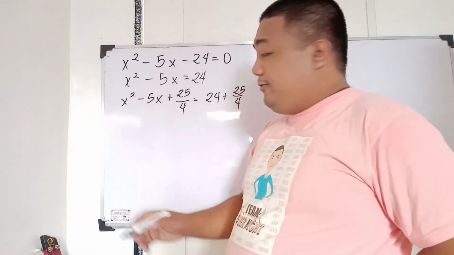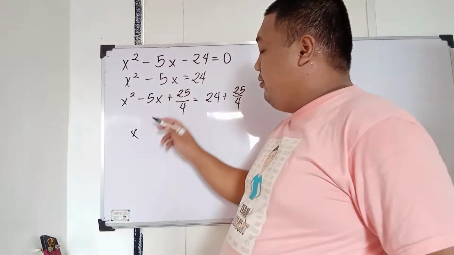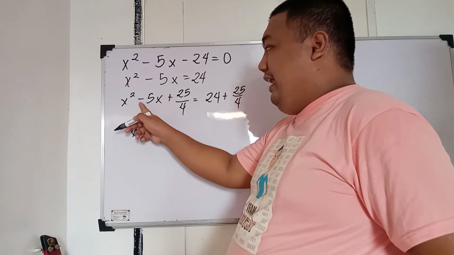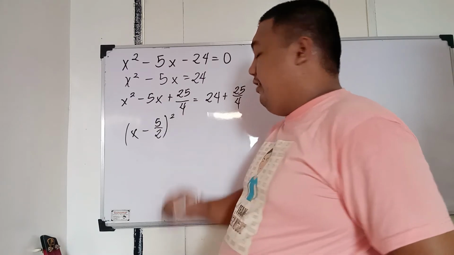Okay? So, next, balik na tayo sa process of factoring. Square root of x squared, that is x. Square root of 25 over 4: square root of 25 is 5, square root of 4 is 2. So, 5 over 2. Dahil minus yan, copy tayo. So, x minus 5 halves raised to the second power.